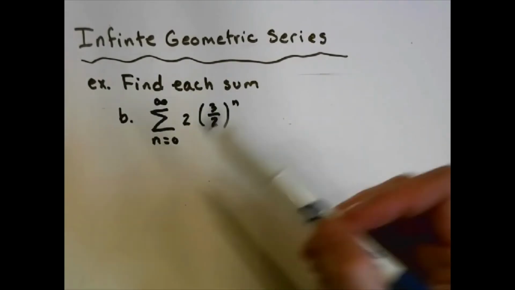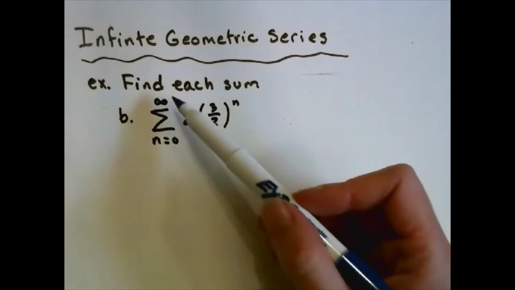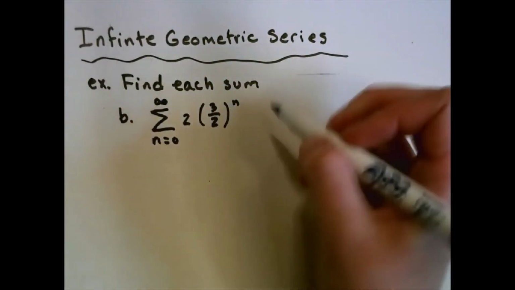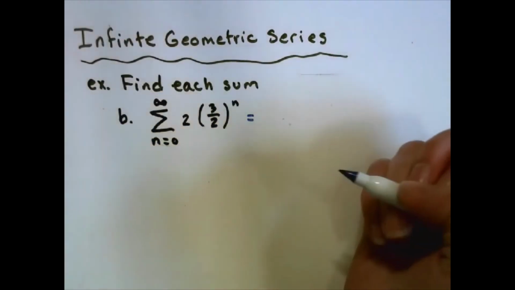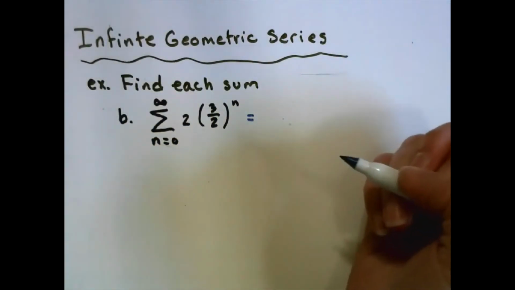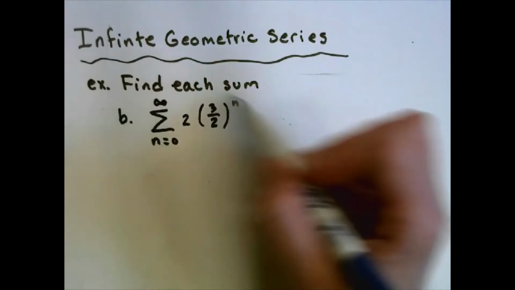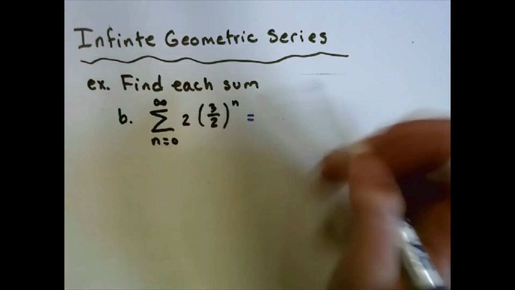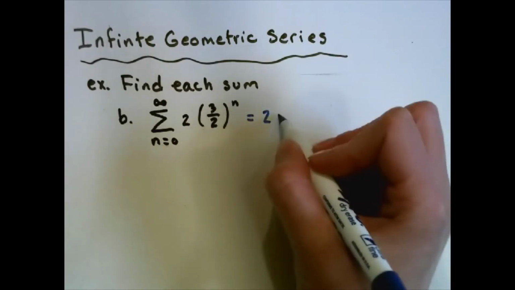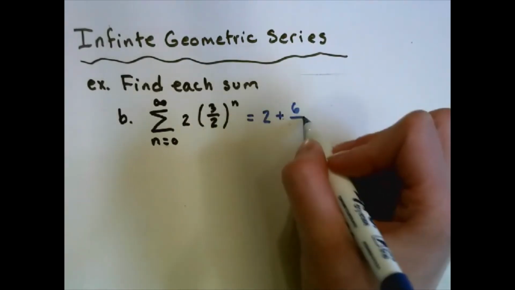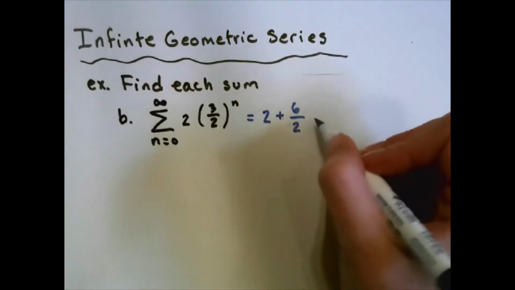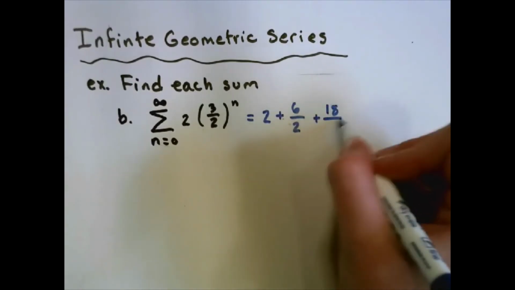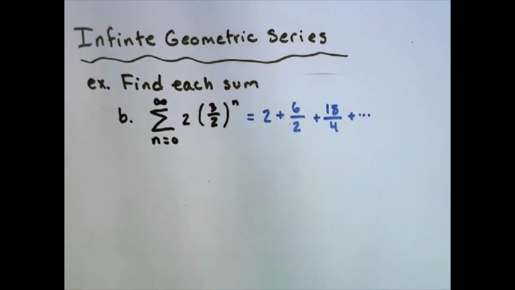Here's my next example. So we're going to look at the infinite sum, from n equals 0 to infinity of 2 times 3 halves to the n. When it's written in sigma notation like this, just because sigma is new and you're not necessarily going to know what this series looks like, write out some of the terms. So starting with n equals 0, we get 2. When n equals 1, we get 6 halves, and I'm going to leave it like that. When n equals 2, we're going to end up with 18 fourths.